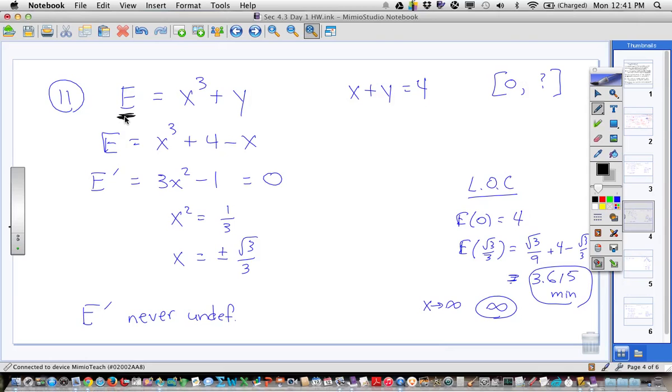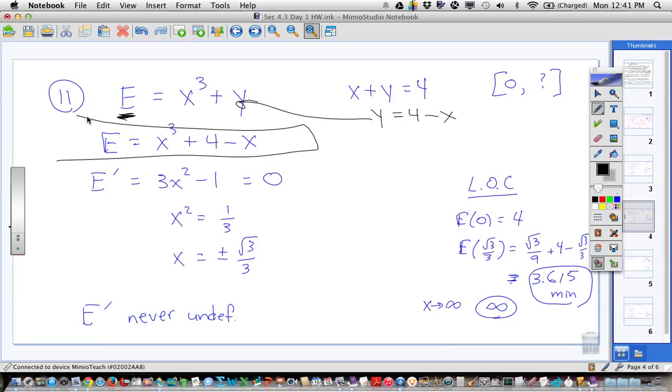All right. And then they said x plus y equals 4. So again, solve for y over here. You start to see some of the similarities in these problems. We substitute that in for the y, you get this. So now we're at step 3. We've got the function that we're trying to maximize or minimize, so we do the derivative.